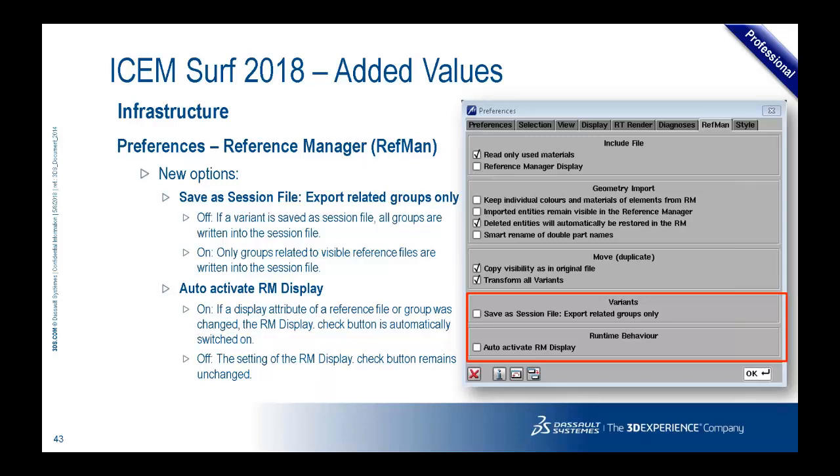The first option, which I skipped over, sorry for that, was export related groups only. So this again means when you're exporting a Reference Manager file, if you have this setting to off, all your groups are exported. But if you switch it on, only the groups that are currently being referenced in Reference Manager are exported. It's to stop you saving lots and lots of data over and over again. So this gives you the opportunity to only save what you need to keep your session smaller. It'll speed up your loading times and so on.